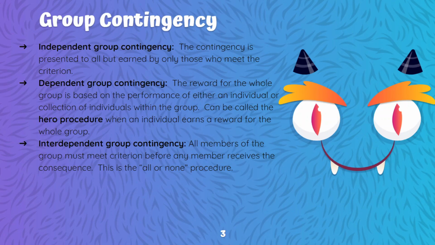So next we have interdependent group contingency. In this one, all members of the group must meet criterion before any member receives a consequence. This is an all or none procedure.